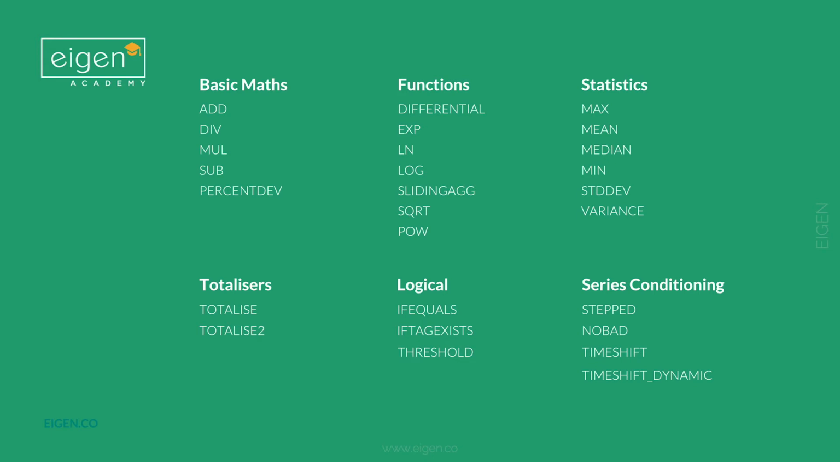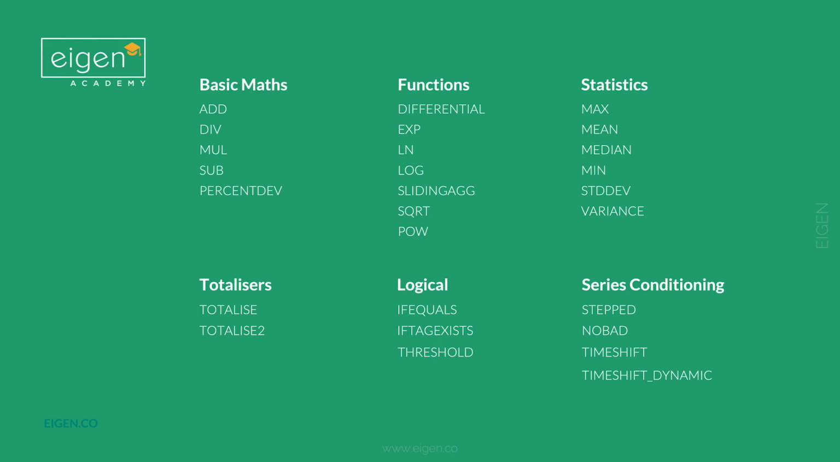Functions allow you to apply a function to a series, and usually it's a single series. So you can take its differential, you can do the exponent of each point in the time series. Statistics allow you to do statistics between series. So max allows you to take the max between 2 or more different series. Totalisers allow you to integrate a series, and we have 2 different ones.